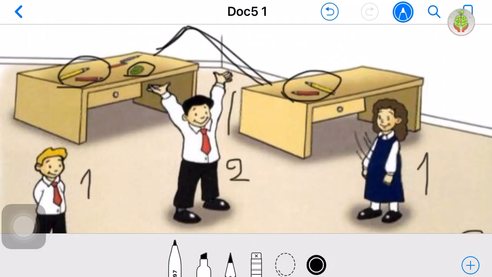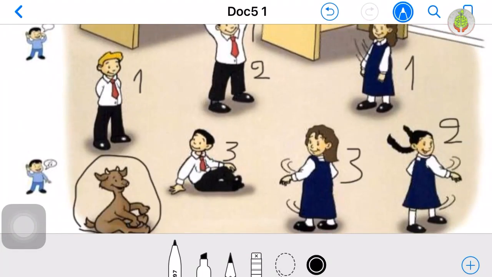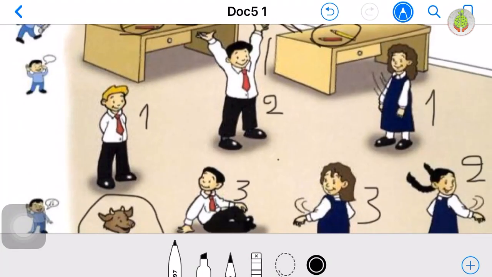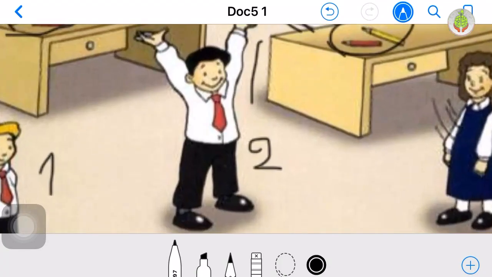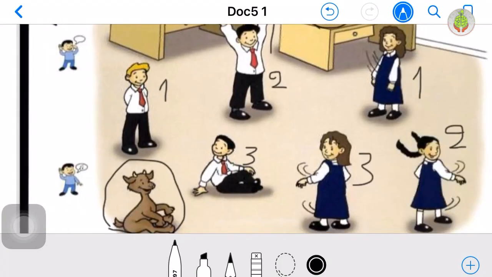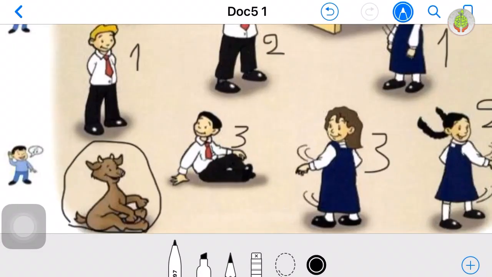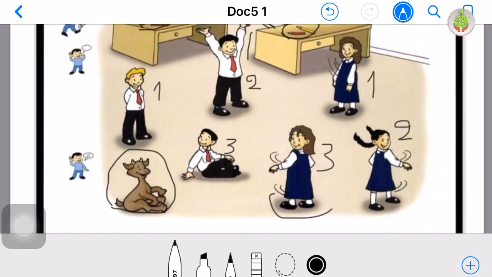Hands up. Hands down. Stand up. Sit down. Hands up. Hands down. Stand up. Turn round. Now listen and say the words after me.